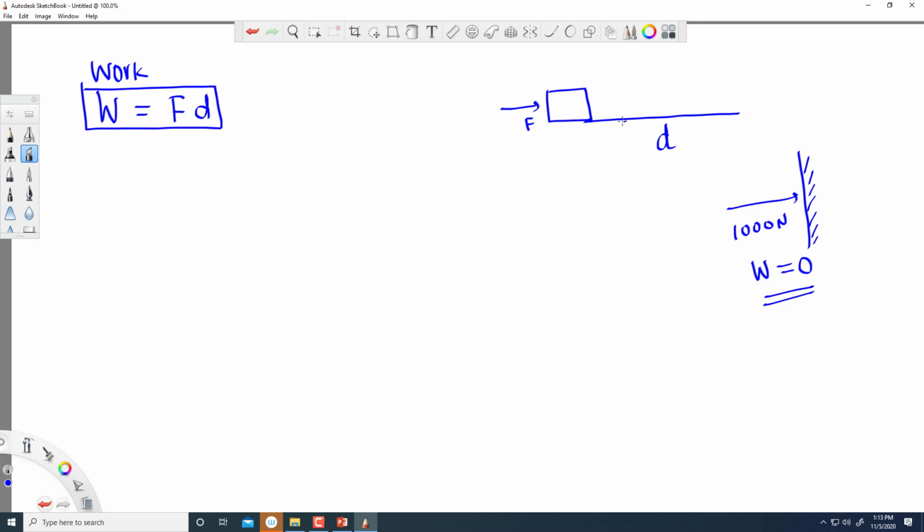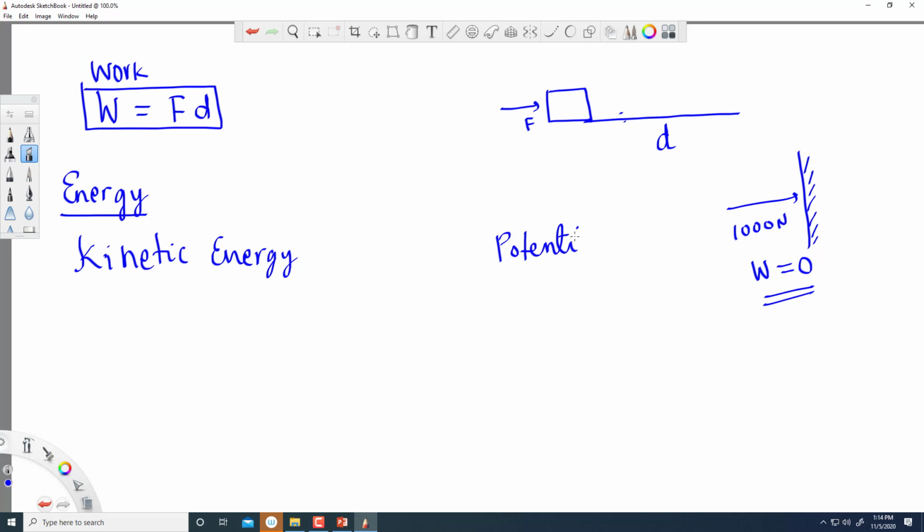So that's the work, and we introduced two things after the work. So we talked about energy. There are two types of energies. One is mechanical energy. There are many types of energies, but we are mostly interested in mechanical energy. So we are interested in kinetic energy and potential energy. So these energies are called mechanical energies, or mechanical energy.